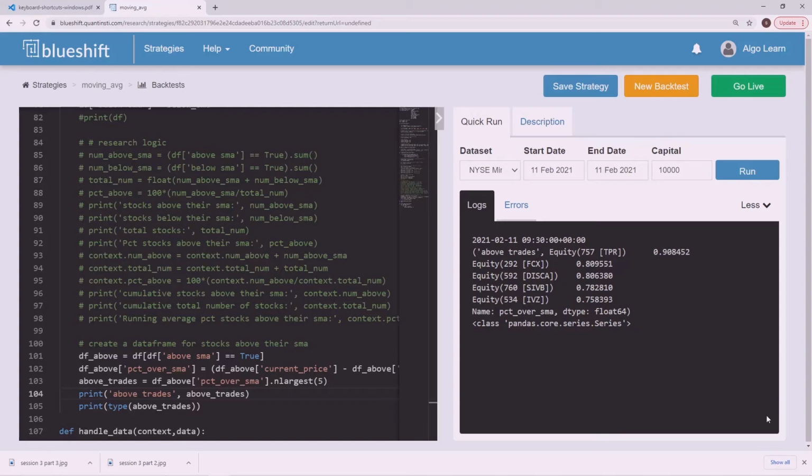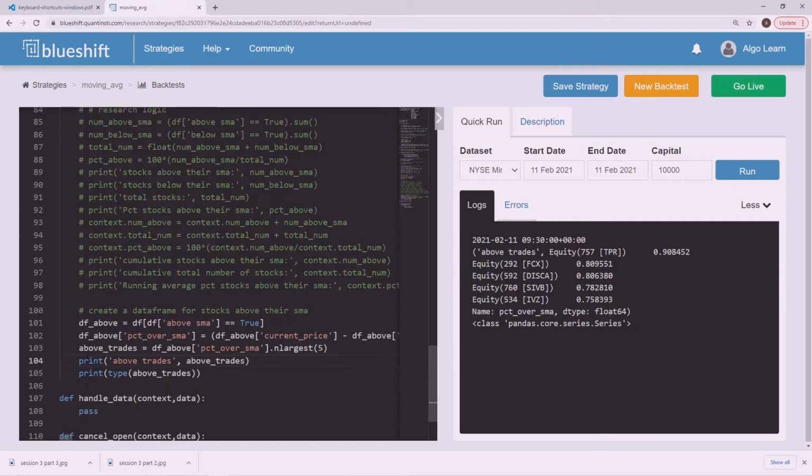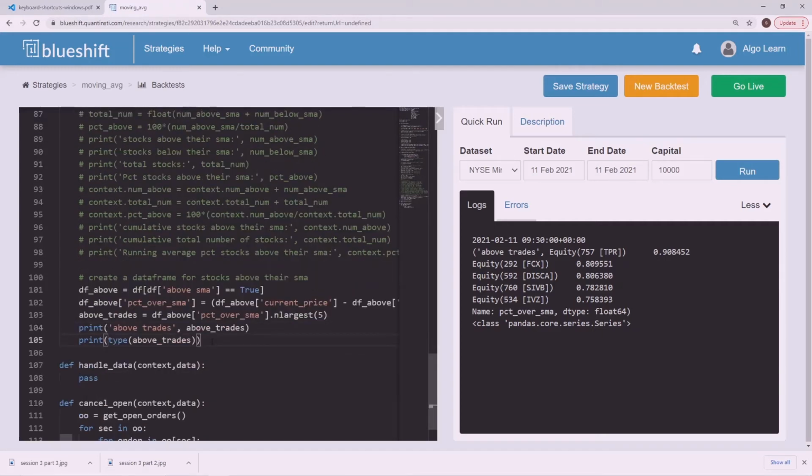But I also want you to see that above underscore trades is a series. And so it's a series that basically contains the stocks as well as the percentage over their 200 moving day average. All right, so let's go ahead and do the trade.